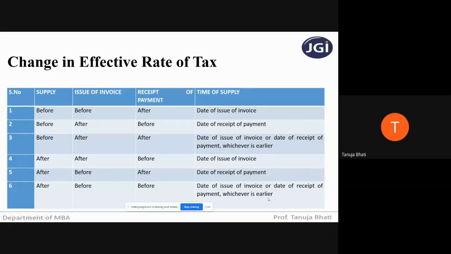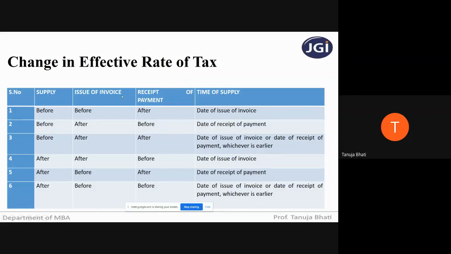Students, just let me help you to remember this. See, if the supply is before, and the issue of invoice is before and the receipt of payment is after, whichever is earlier among these, whichever is before, you have to consider that rate as the rate applicable to the commodity. So issue of invoice is before, therefore the date of issue of invoice. In the second category, supply is before, issue of invoice is after, and receipt of payment is before. So you're going to consider the before one, that is the date of receipt of payment.